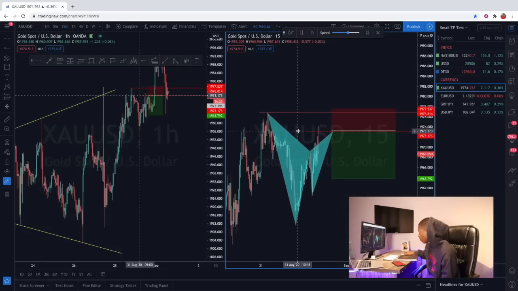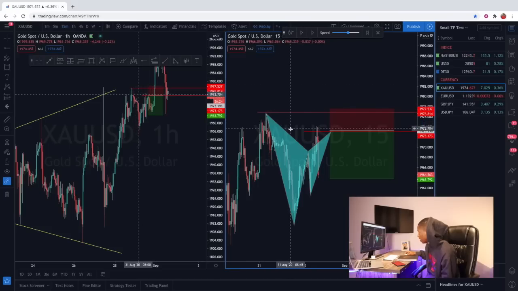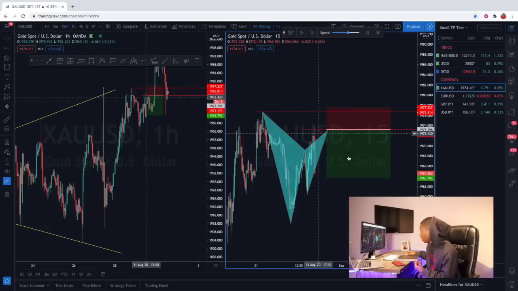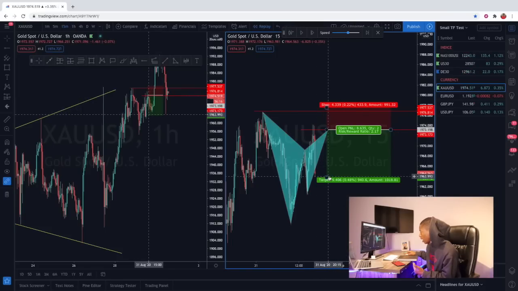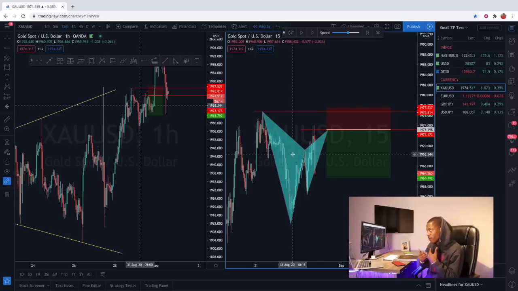We placed a sell limit here. Once it did place the sell, my stop loss was here, and my target was close. This is the first target that I had, the initial target. What I wanted here was to just bank a bit of profits so I can wait for the bigger drop to the downside.